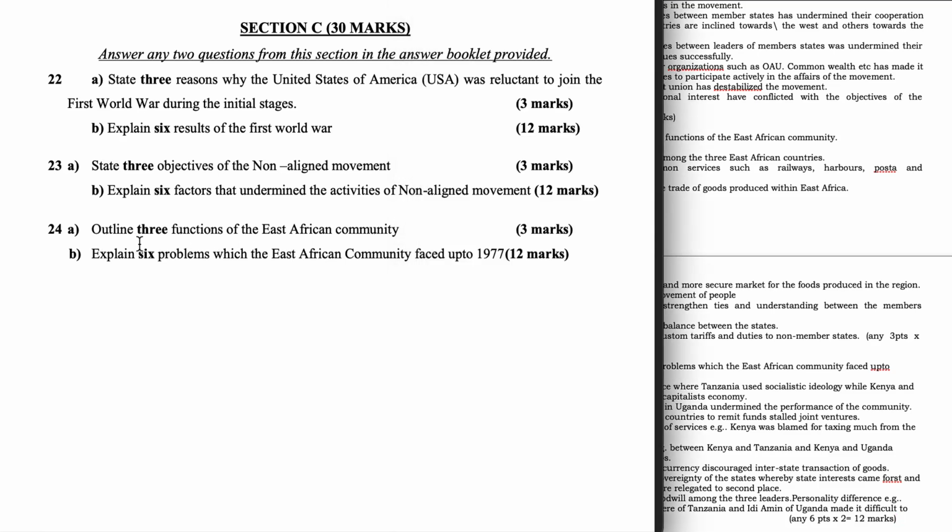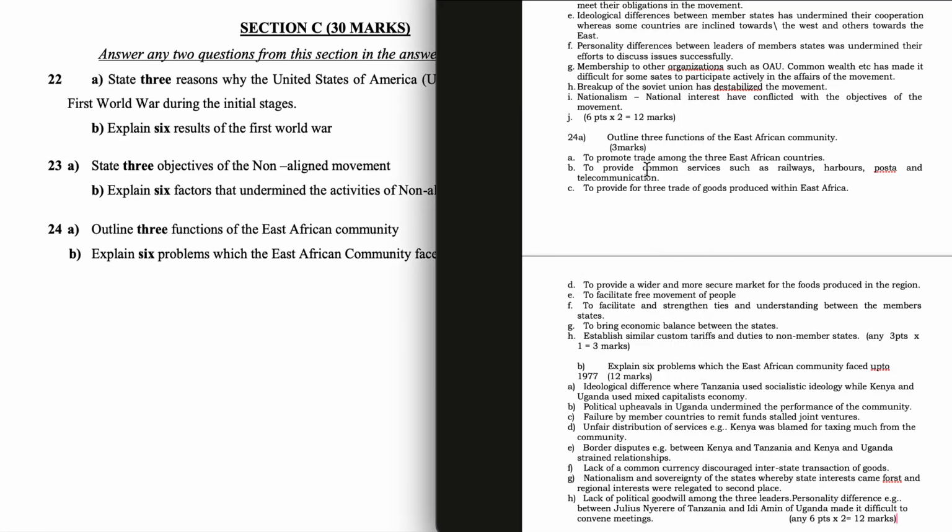Question 24a. Outline 3 functions of the East African Community. To promote trade among the 3 East African countries, to provide common services such as railways, harbors, posts, and telecommunication, to provide for trade of goods produced within East Africa, to provide a wider and more secure market for the goods produced in the region, to facilitate free movement of people, to facilitate and strengthen ties and understanding between the member states, to bring economic balance between the states, to establish similar customs tariffs and duties to non-member states.